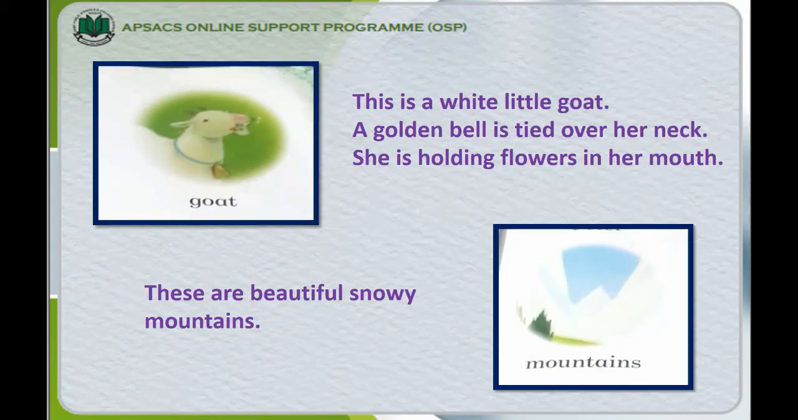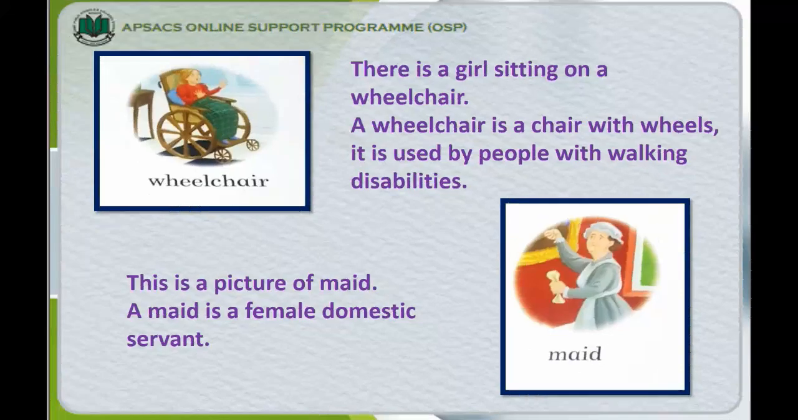Oh, that's the same white little goat which we saw on the cover page, isn't it? Yes, this is a white little goat. A golden bell is tied over her neck and she is holding flowers in her mouth. These are beautiful snowy mountains. There is a girl sitting on a wheelchair. Do you know what is a wheelchair? Well, a wheelchair is a chair with wheels. It is used by people with walking disabilities.